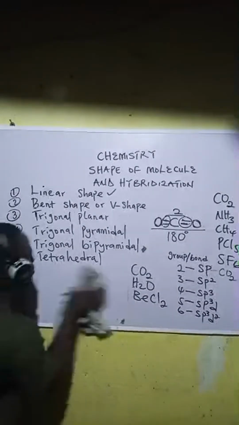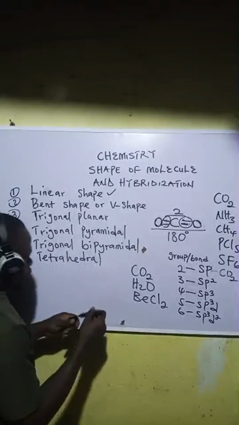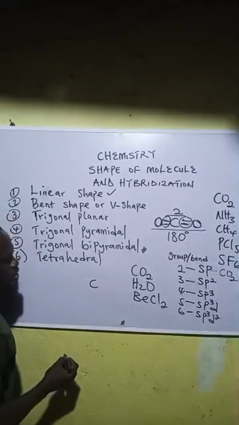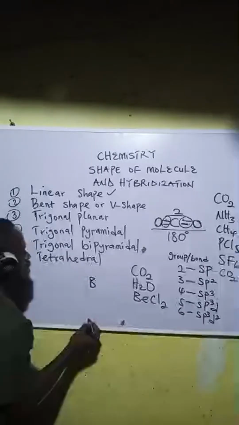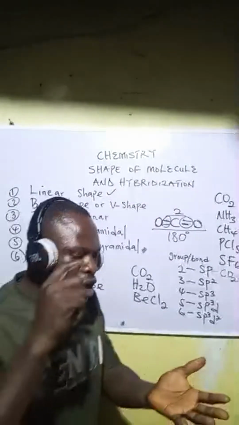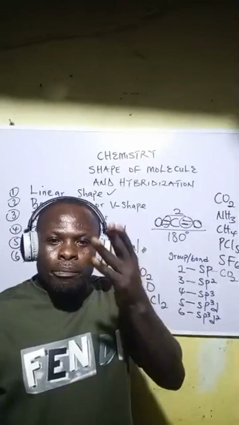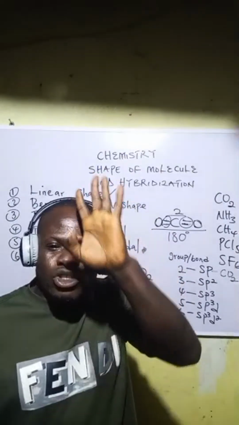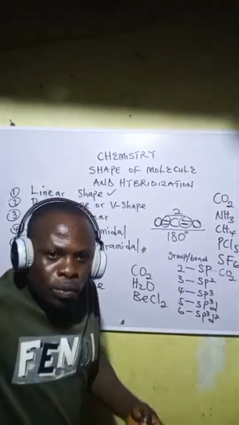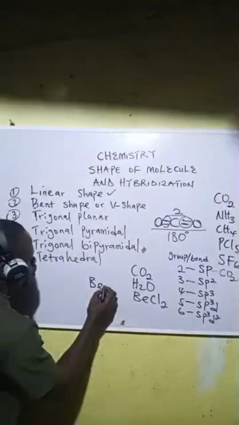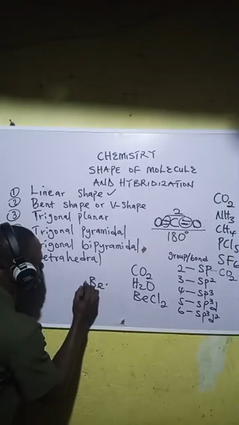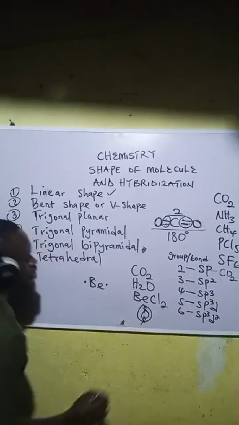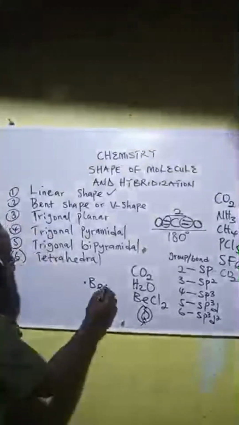Let's look at what happened in beryllium. Beryllium has what? Hydrogen, helium, lithium, beryllium. Beryllium has an atomic number of 4, that is 4 protons. Now from that 4, 2 will be out and we are left with 2 electrons in the shell. So beryllium only has 2 valence electrons. These are the 2 valence electrons.